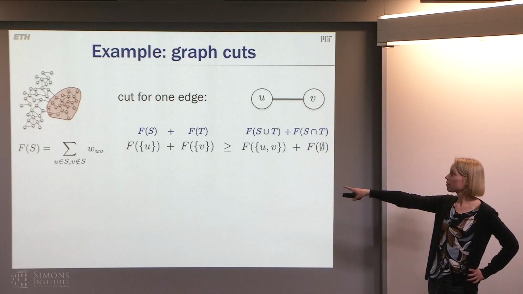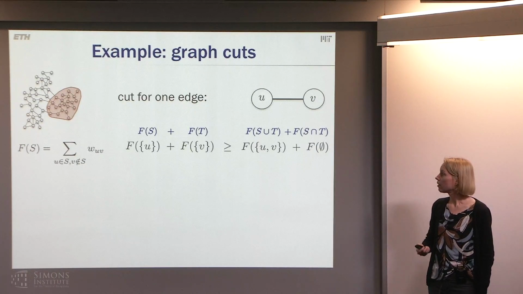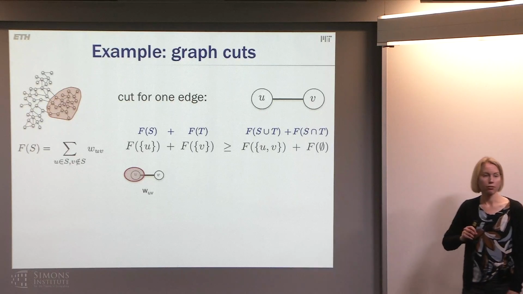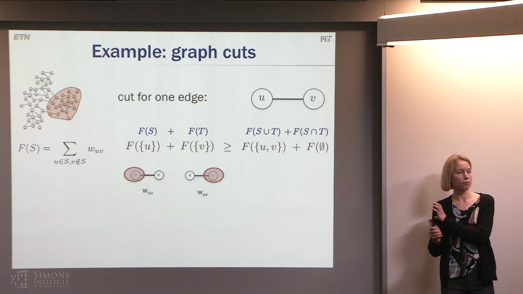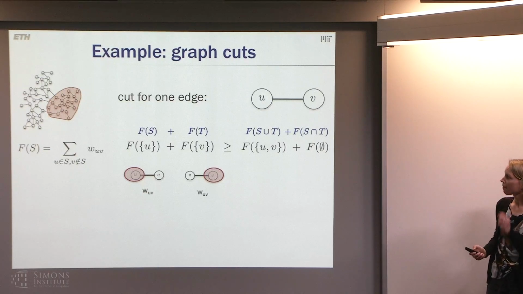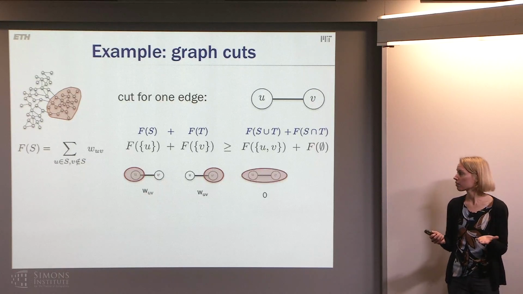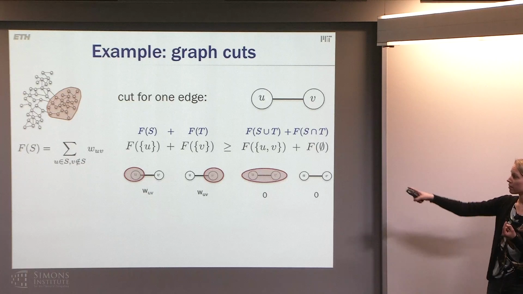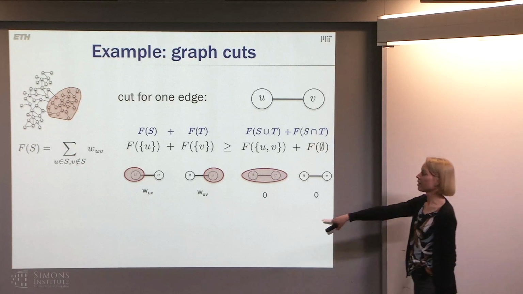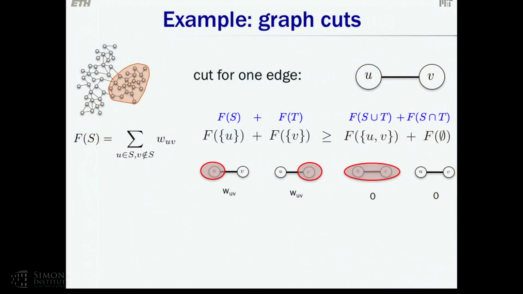F evaluated at u: we pick u, so we have to cut the edge. V is not in our set. So we get essentially the weight of that edge as the function value. Similarly, if we pick v, the other side, we also have to cut the edge, and we get the same function value. Now, if we pick both of them, we are not cutting any edge. There's no edge anymore, so we get 0, and the empty set is also going to be 0. Hence, what this inequality shows is that 2 times the edge weight is bigger than 0. And if the edge weights are non-negative, this function is going to be submodular.